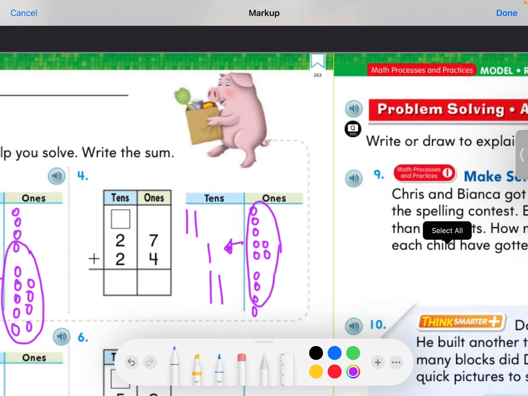After I have made my quick picture, which means I've drawn my add-ins out, I've put together my ones, I noticed I could create a 10, and I drew that I created a 10. I have to show it, I have to record it on my math problem that I created a 10, and I have 1 left over.